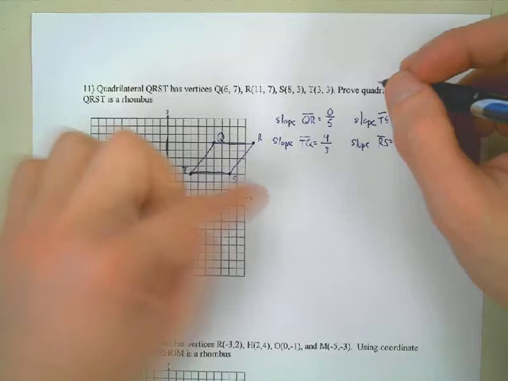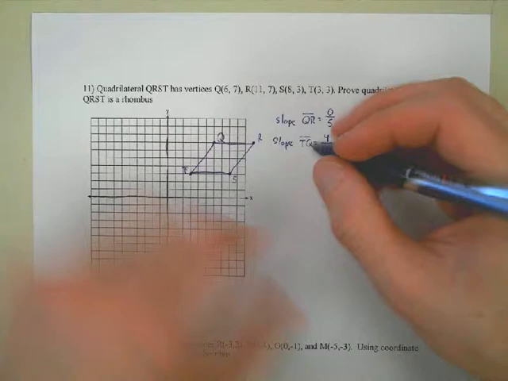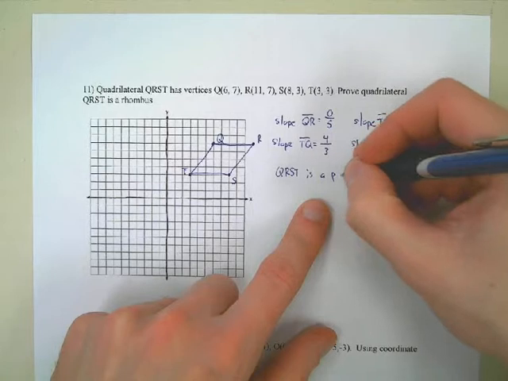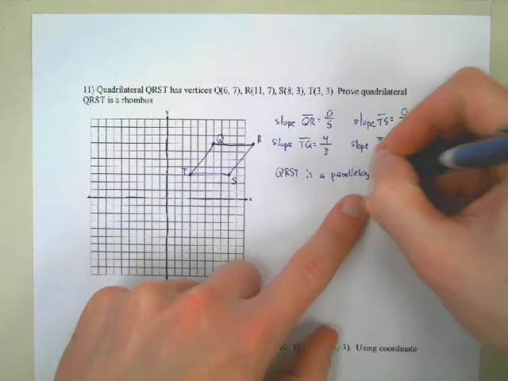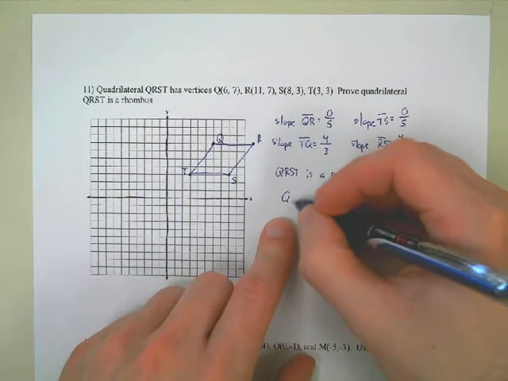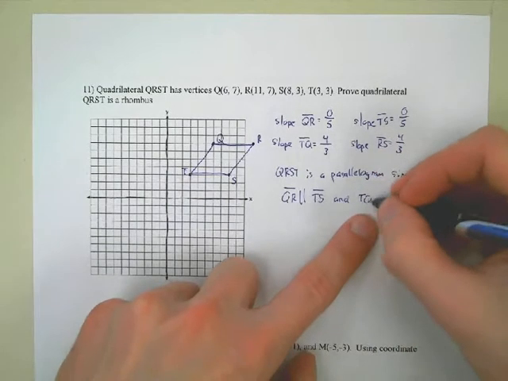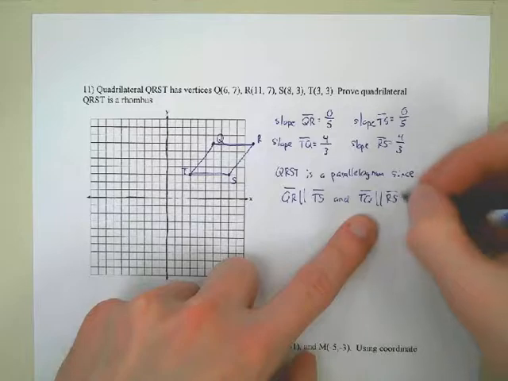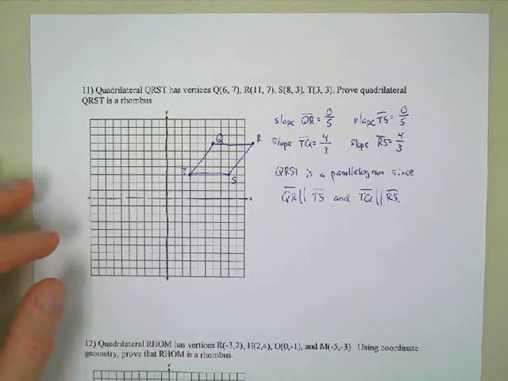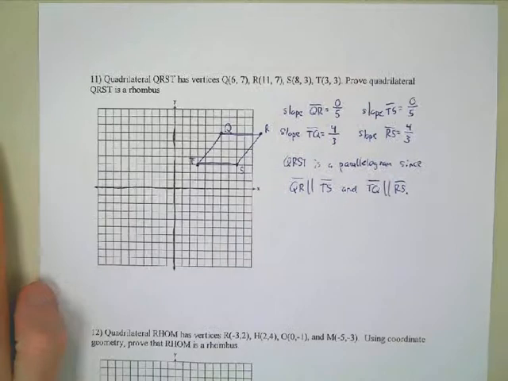The opposite sides, it's the slope numbers that are equal, and that makes these sides parallel. Exactly right. So QRST is a parallelogram, since QR is parallel to TS and TQ is parallel to RS. Okay? So that's good, but we still want to further prove it's a rhombus.